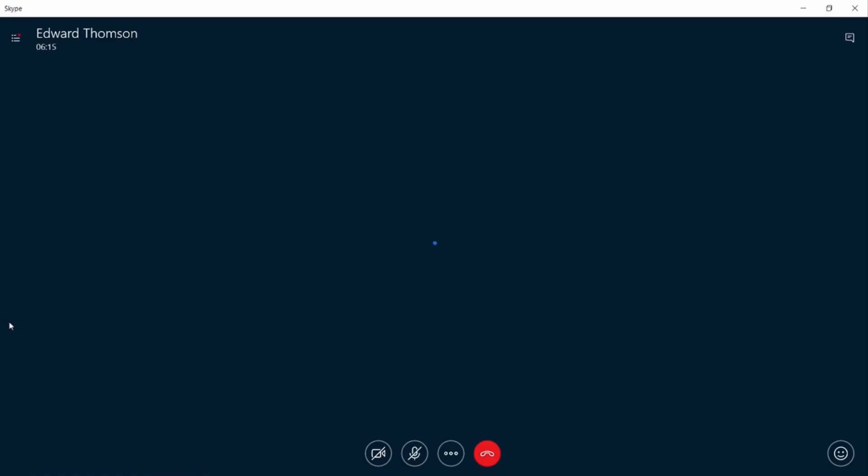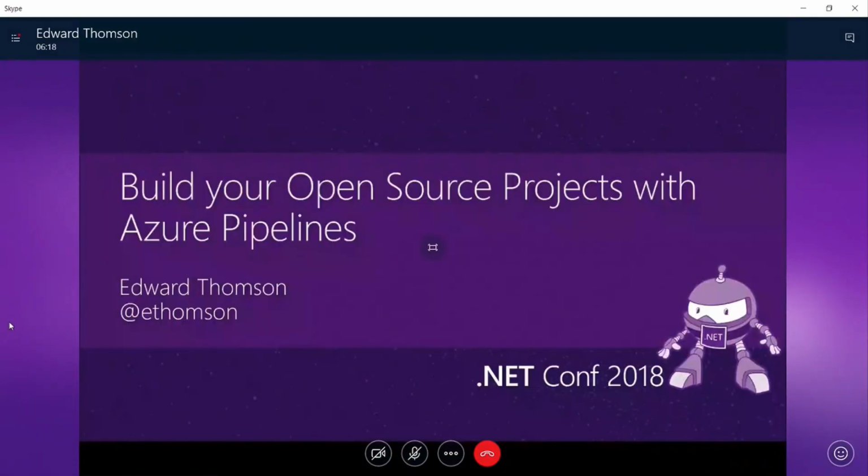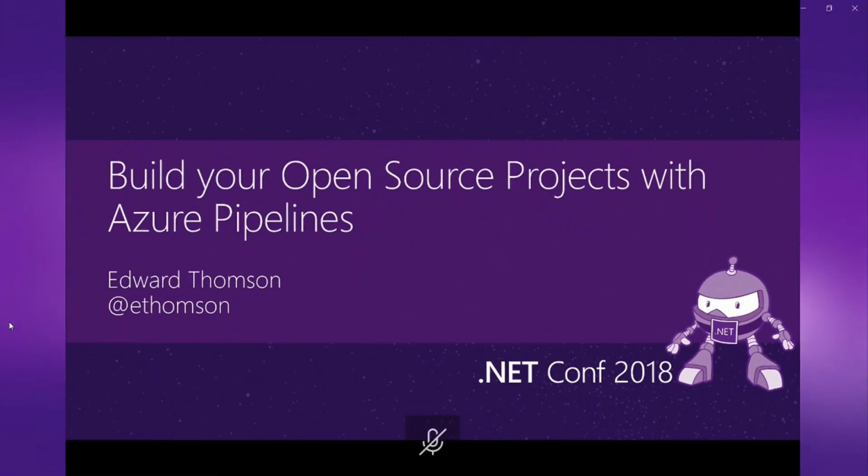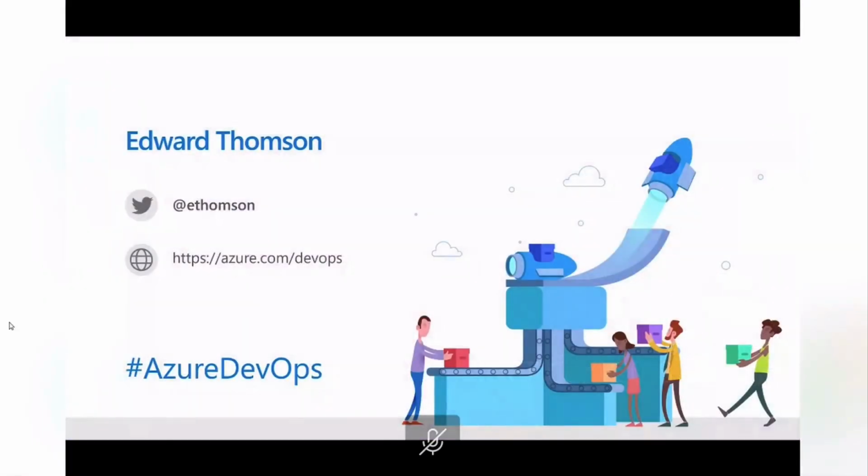Going to share my slides with you. There we go. So why are these two of my favorite things? Well, let me tell you just a little bit about myself real quick. Again, my name is Edward Thompson. I'm a program manager at Microsoft. I work on the Azure DevOps team, and I focus on two main areas of that product. Azure Repos, which is our Git repository hosting, and Azure Pipelines, which is our continuous integration and continuous delivery platform.